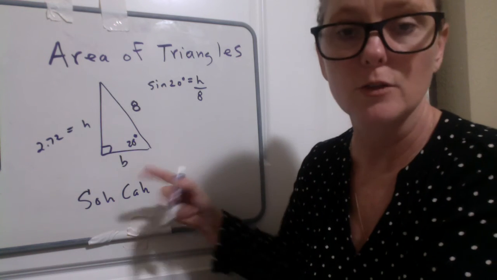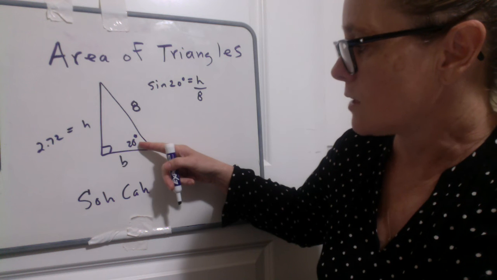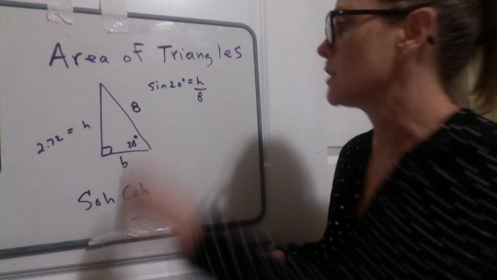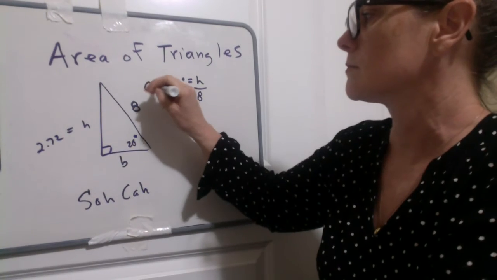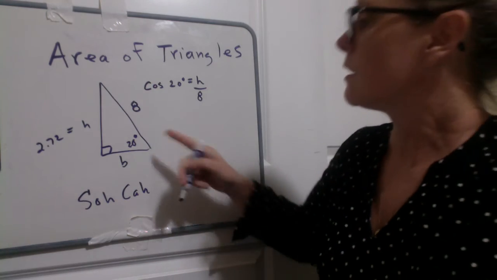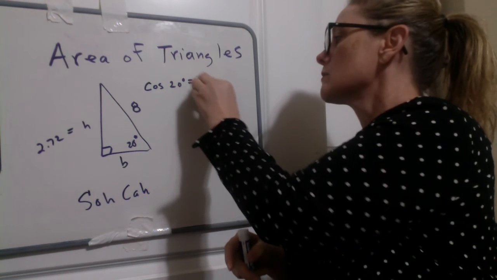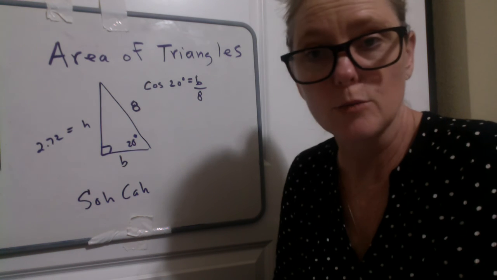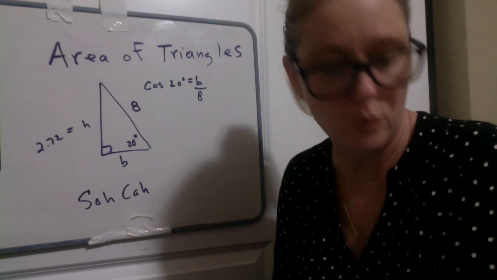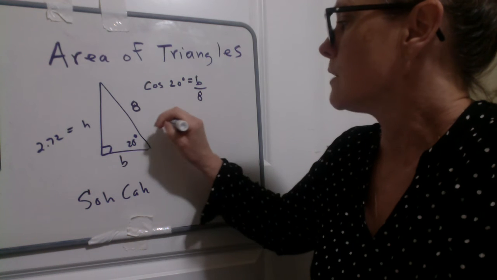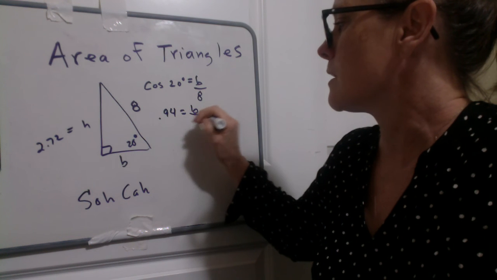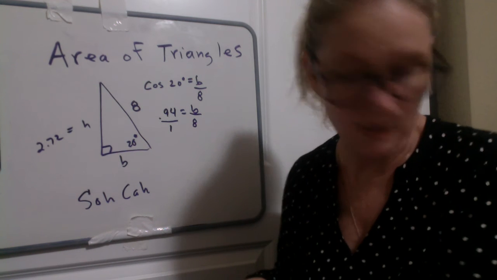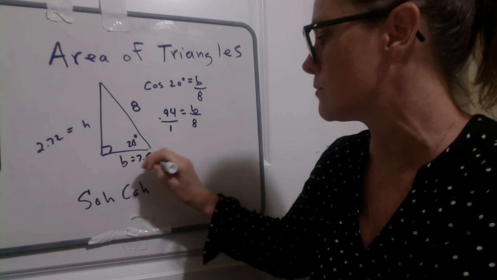So I'm going to have to go back and do the same thing, but for the base, if I'm using this angle, this is the side adjacent, this is the hypotenuse. So I'm now going to use cosine 20 degrees equals the base over 8. And I'm going to go through the same thing that I did in the previous problem. Go to Desmos, cosine 20 degrees is 0.94. So 0.94 equals b over 8. Write that cross product. My base would be 7.52.